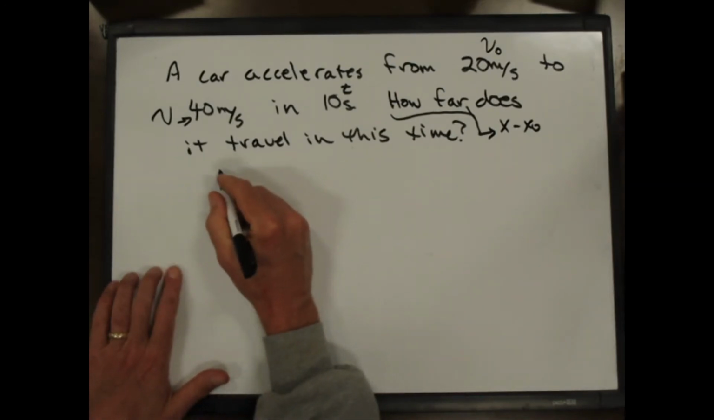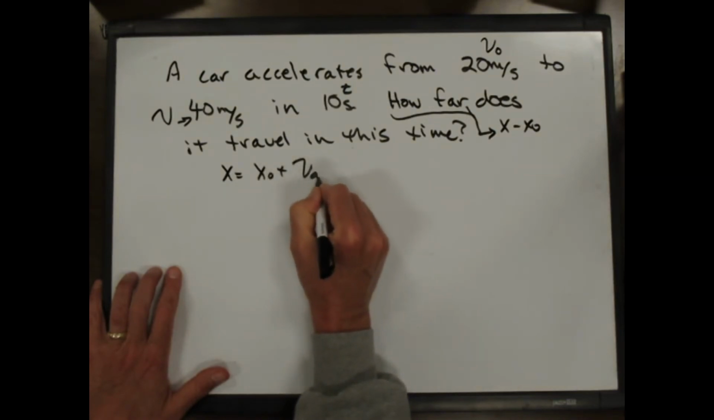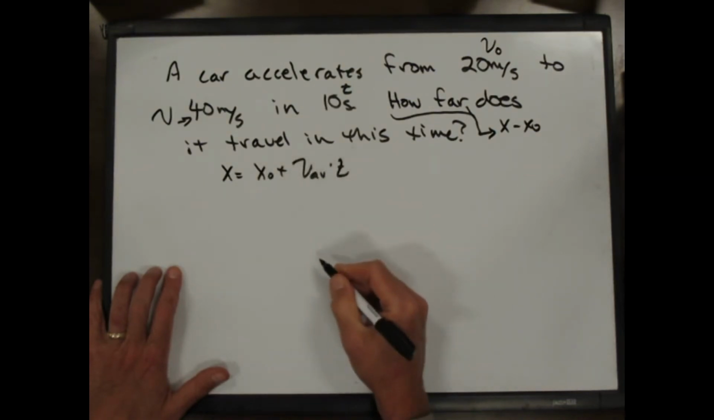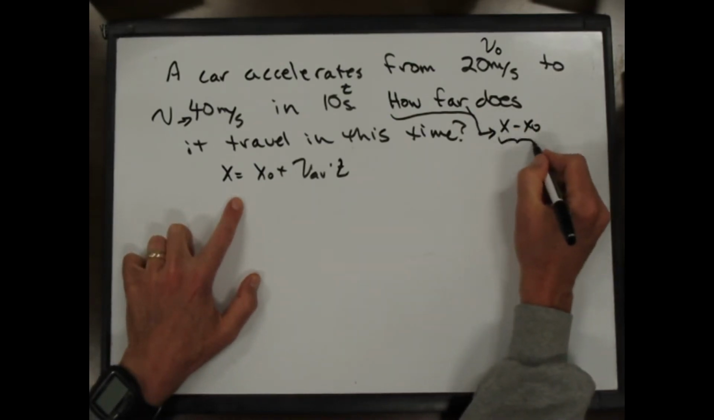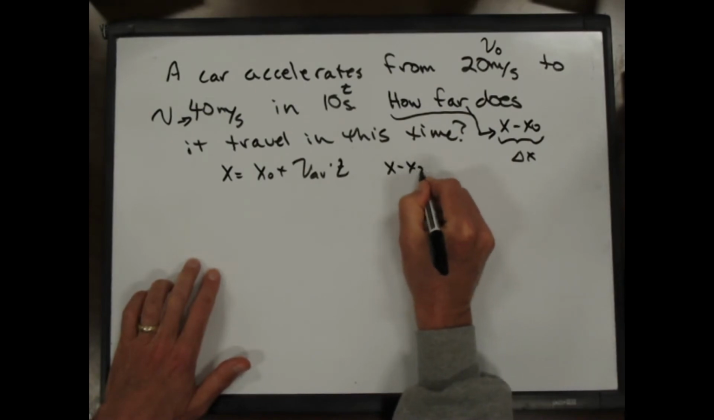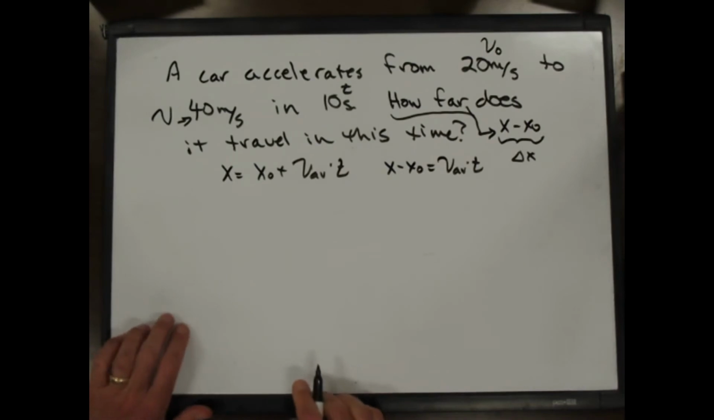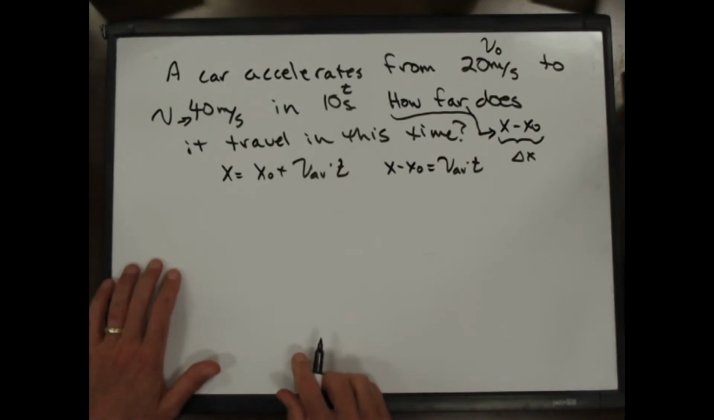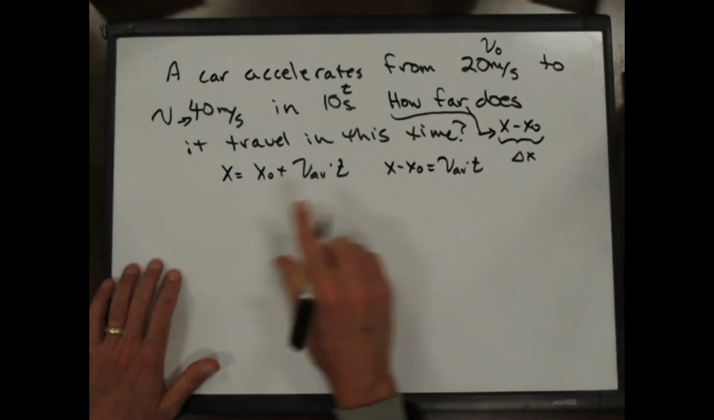And so we have these two equations, basically. We have x equals x naught plus v average times time, and this is the one that's going to solve this for us. This is really just delta x. How far does it travel? And so I can say x minus x naught is equal to v average times time. And so I have to figure out what the average velocity is.